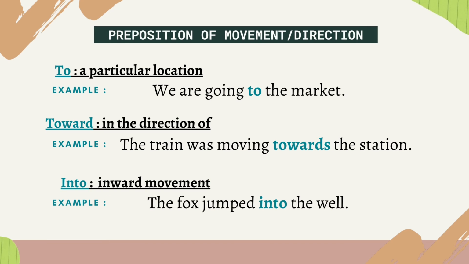The preposition to indicates a particular location. The example says, we are going to the market. That means to a particular place, market. Next comes toward. Toward shows in the direction of. The example says, the train was moving towards the station. Next comes into. Into shows inward movement. The example says, the fox jumped into the well.